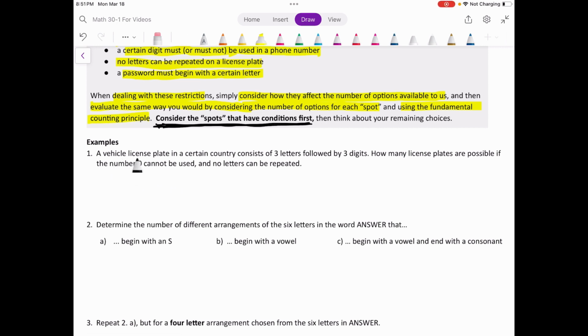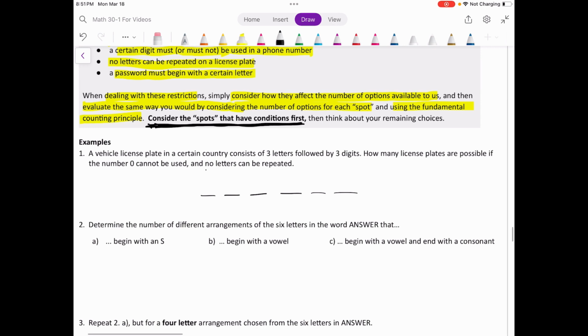So a vehicle license plate in a certain country consists of 3 letters followed by 3 digits. How many license plates are possible if the number 0 cannot be used and no letters can be repeated? So like I said, we just got to think about, okay, how does this limit our choices? So I'm just going to start out here, 3 letters, 3 digits, and we're going to fill that in, okay?